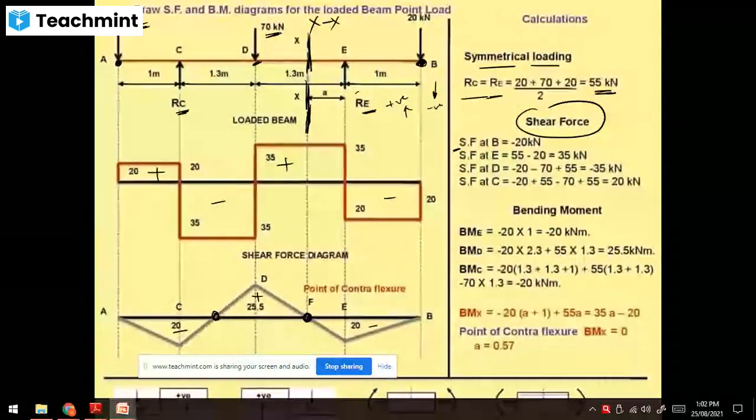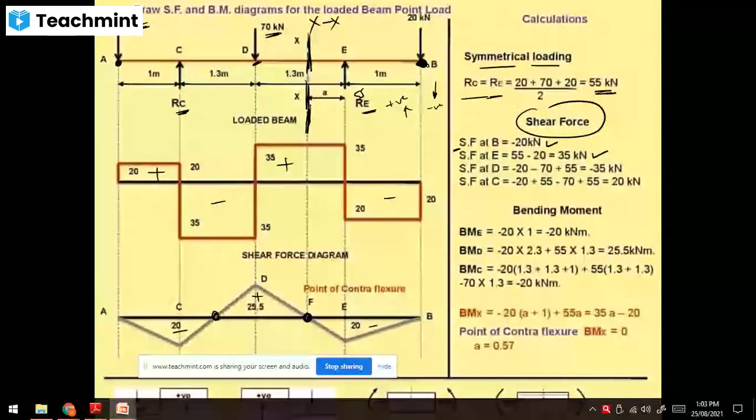So RE is equal to 55. So at B it is 20 only, downward negative. At point E, it is 55 minus 20, that is 35 at E.